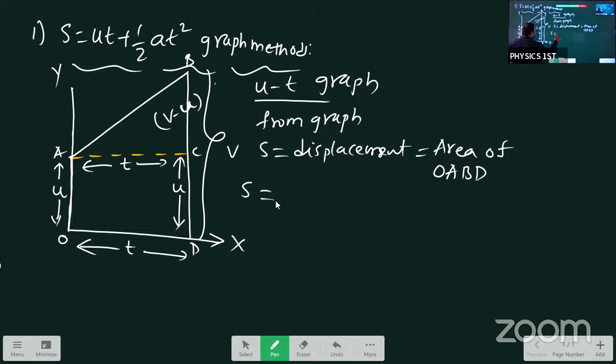So S equals OABD. In this figure one rectangle is present and one triangle is present. That's why I'm writing rectangle. S equals area of rectangle OACD plus area of triangle ABC.